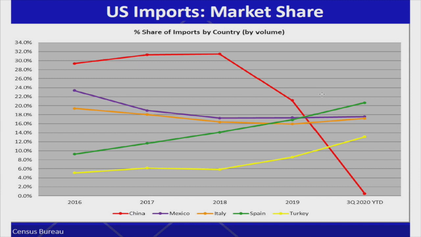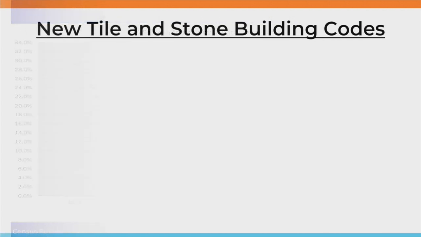But one thing to keep in mind is that Italy is somewhat flat, and even though they're about third in terms of imports, in terms of dollars they're actually the top importer. They've got about 32% of the imports in terms of dollars, and that's because the average cost per square foot of their products is about $2 per square foot landed, where the other products are about $1 per square foot.